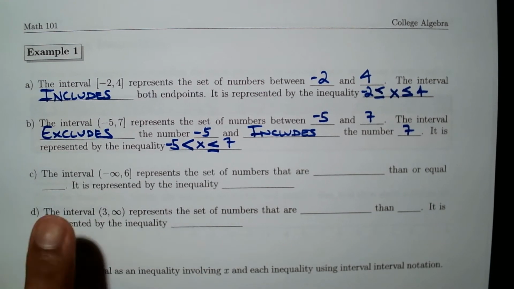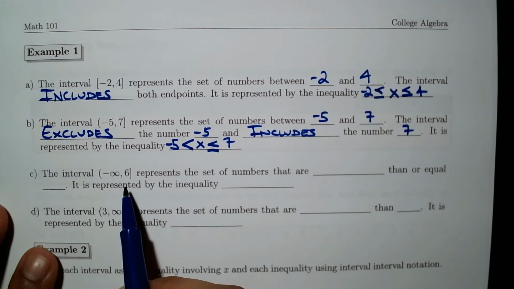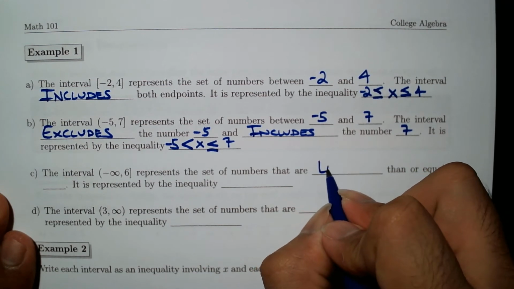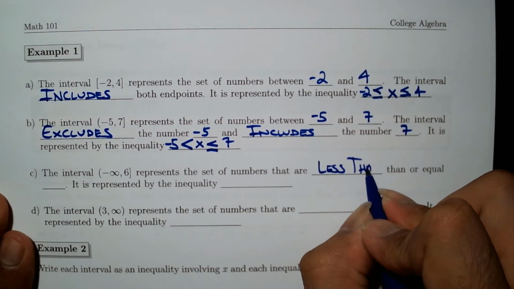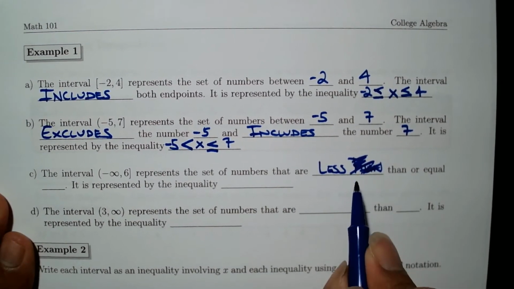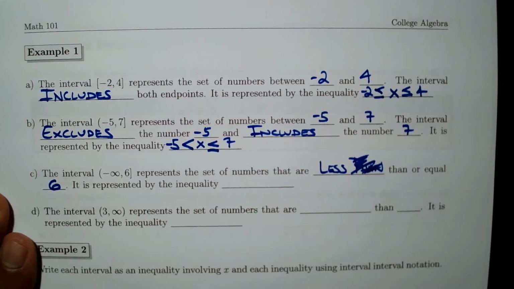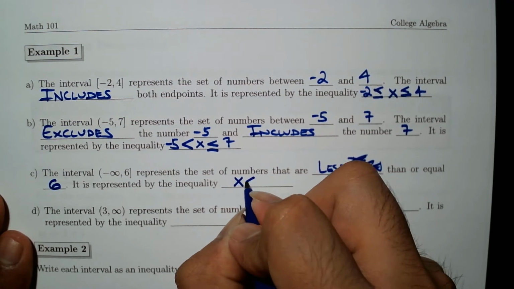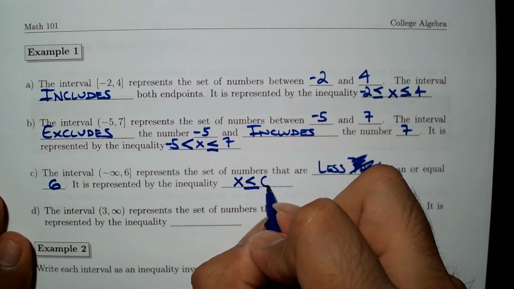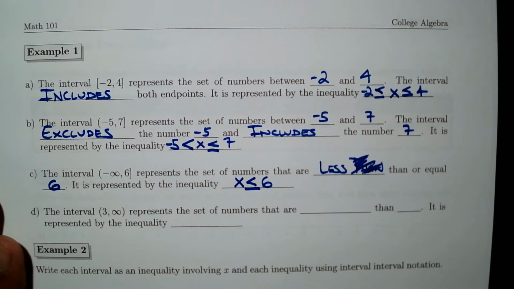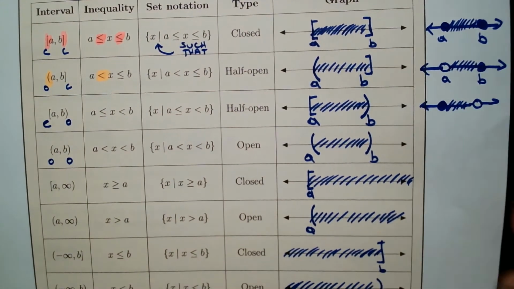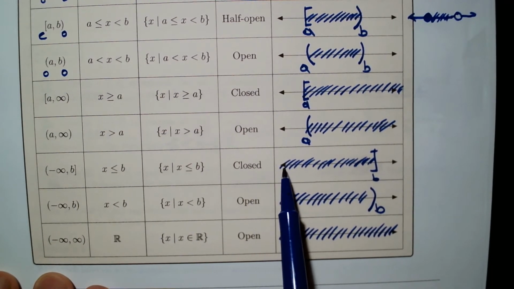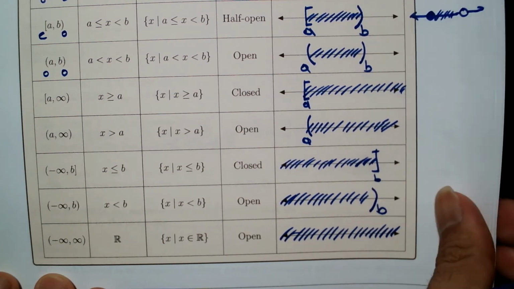Now the interval negative infinity to 6 inclusive represents the set of numbers that are less than or equal to 6. And it's represented by the following inequality: all the numbers x that are less than or equal to 6. That is one of these examples, like the third to the last, which comes from negative infinity and ends at B equals 6 in this case.